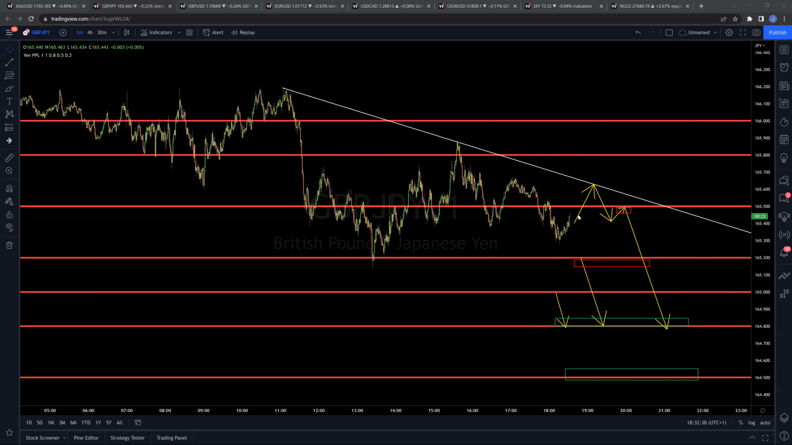Otherwise, if GJ just pushes up, breaks this corrective structure, we don't follow this pathway of price and get a rejection and break back below 0.500, this would be your more high risk sell scalp. Medium risk and safer risk below 165.